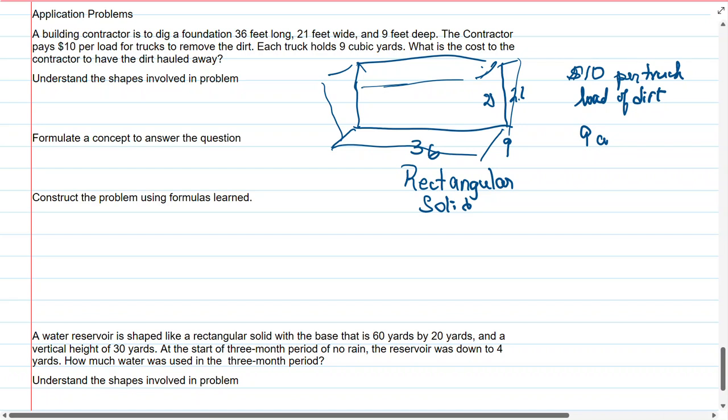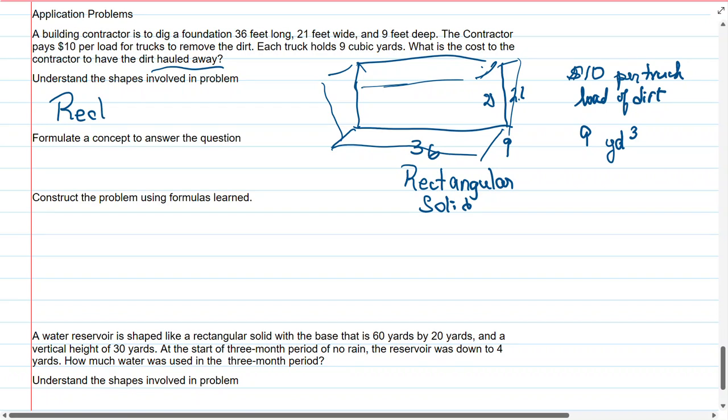And I'm going to have 3 divides 36 12 times. So we're going to have 12 yards. And you can use a calculator. 3 divides 21 7 times. We have 7 yards. 3 divides 9 3 times, and we have 3 yards. So now we want volume.